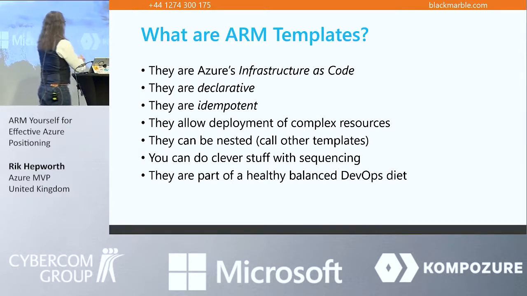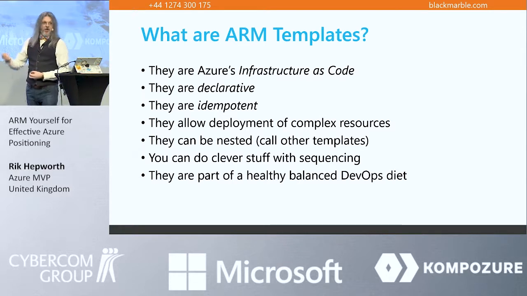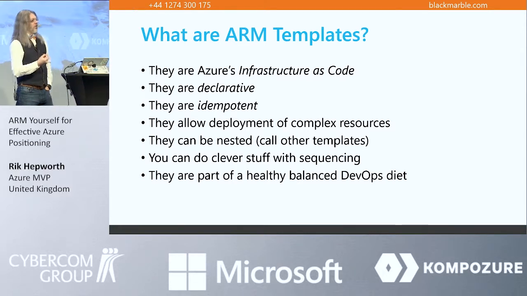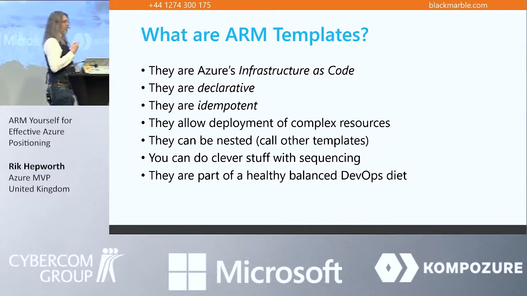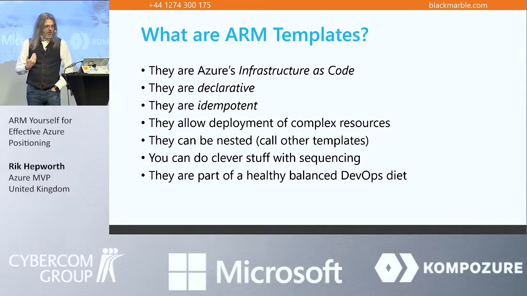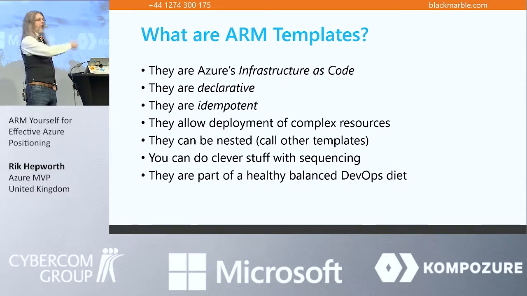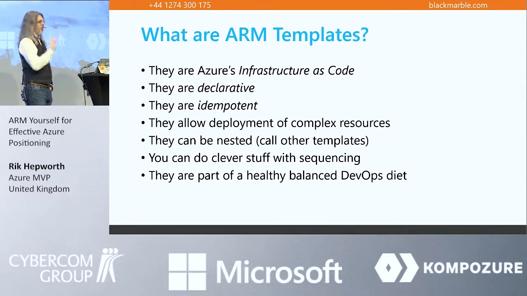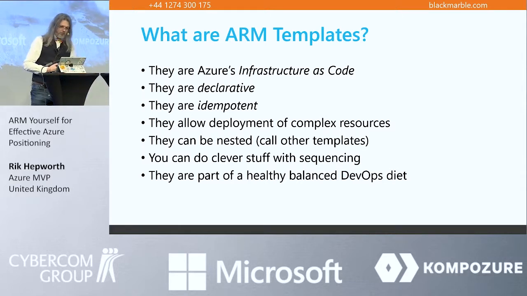So, ARM templates are Azure's answer to infrastructure as code. They are declarative, so you say what you want, and then the magical Azure pixies go and build you what you want, rather than you having to write all of the sequence of steps to actually create stuff for you. They're idempotent, which means we can just keep throwing them at Azure, and every time we do it, exactly the same things will happen, just as we expect it to be, and the end goal is always the same.